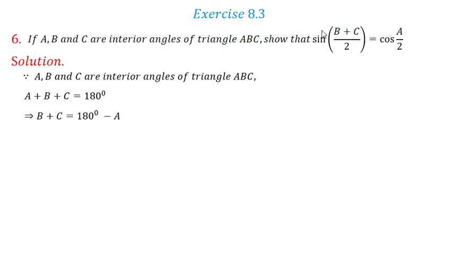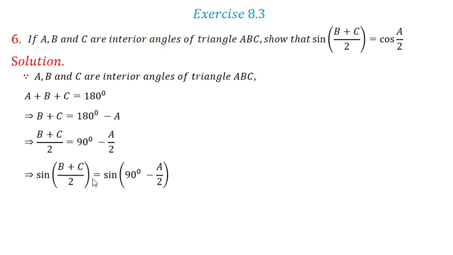I want B plus C divided by 2, so divide both sides by 2. I will get B plus C divided by 2 is equal to 90 degree minus A by 2. Now on the left hand side I have sine, so on both sides we will apply sine. So I get sine of B plus C divided by 2 is equal to sine of 90 minus A by 2. Right? Now this sine 90 minus A by 2 can be written as cos A by 2. So I have sine B plus C divided by 2 is equal to cos A by 2. Hence we have shown this relation, where A, B, C are the three angles of triangle ABC.